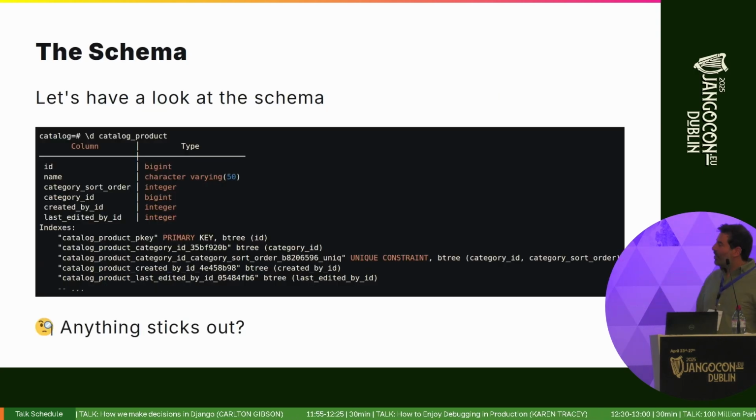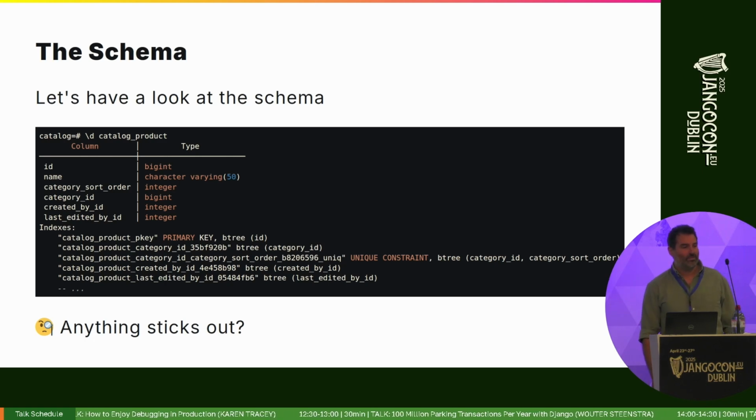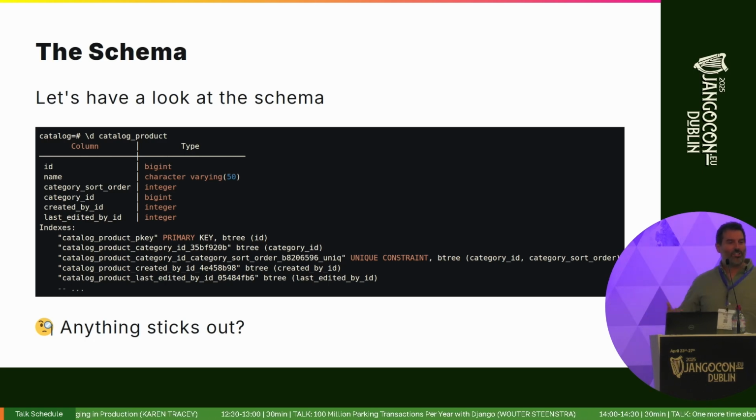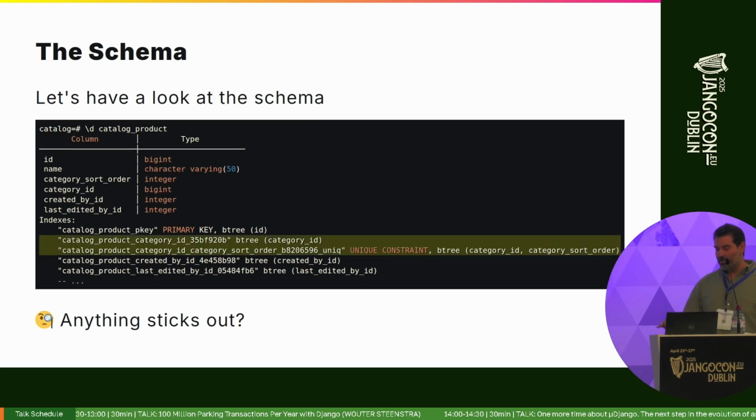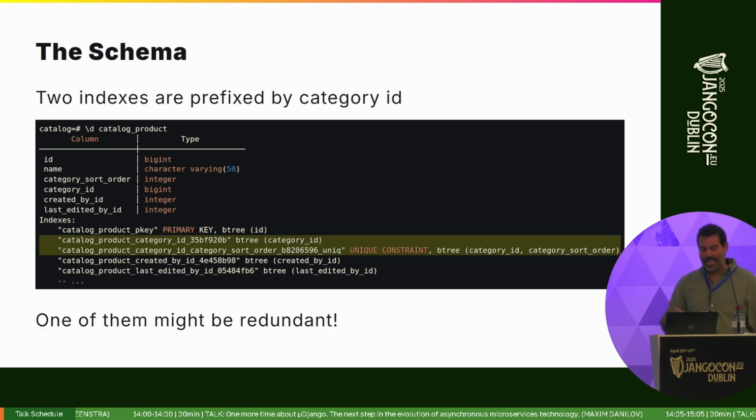So now let's have a look at our schema, okay? This is our Postgres schema, \d describe the product table. Anything sticks out to you? I encourage you to answer. You can yell at me. It's fine. It's part of the process. Anything sticks out. Let me give you a hint. Double index on the category. That's right. We have 2 indexes prefixed by category.